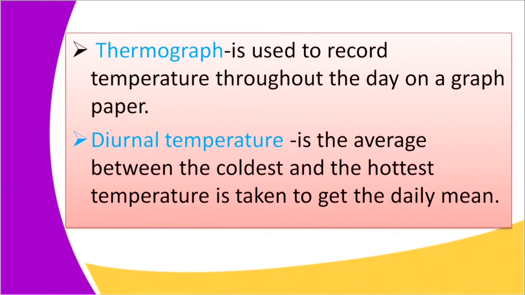We also have the diurnal temperature. This is the average between the coldest and the hottest temperature, which is taken to get the daily mean. So if you are told to get the daily mean of any temperature, you are going to take the average of the coldest and the hottest temperature so that you can get your diurnal temperature.